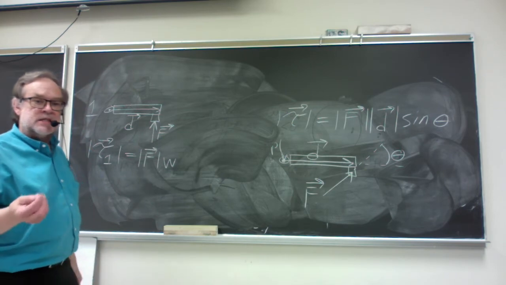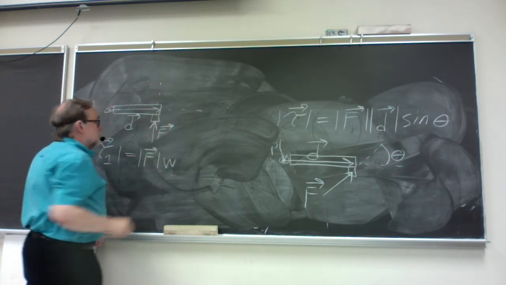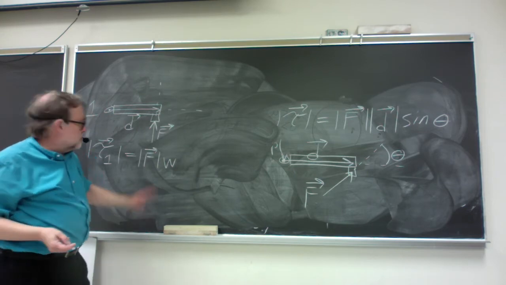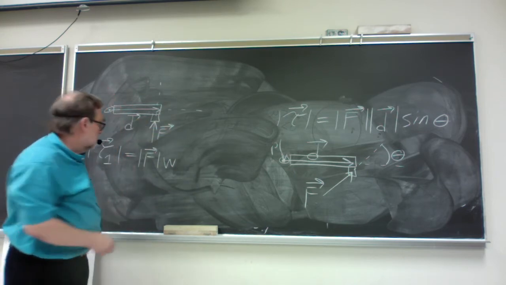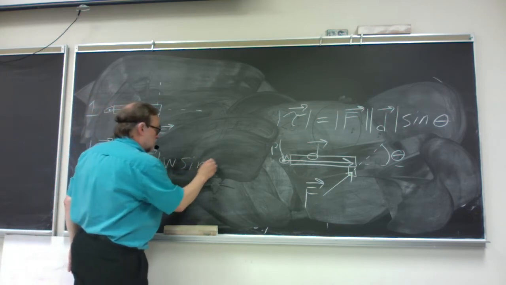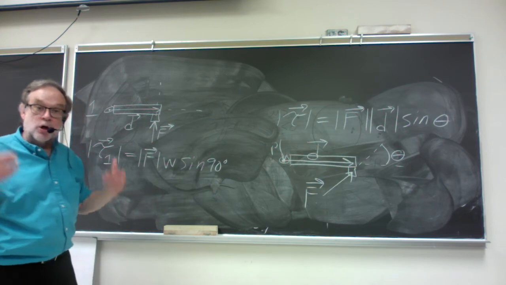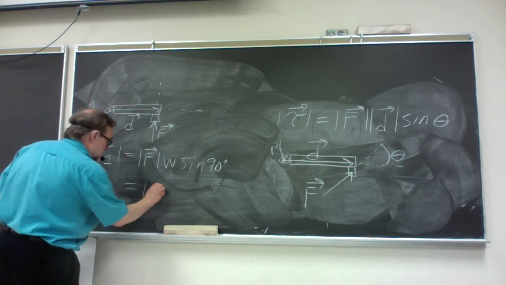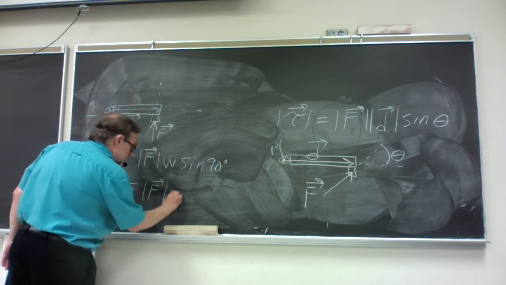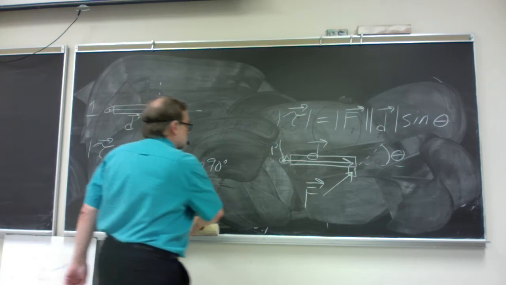And then sine of the angle between the displacement vector, displacement direction, and the force direction. Well, in this case, displacement and force are perpendicular to each other. So you've got sine of 90 degrees. Sine of 90 degrees is just plain 1. So the magnitude of that torque is just magnitude of the force times width of the door.